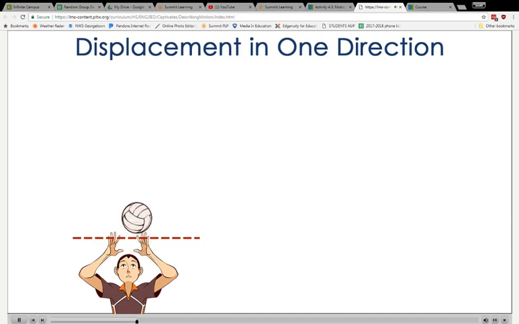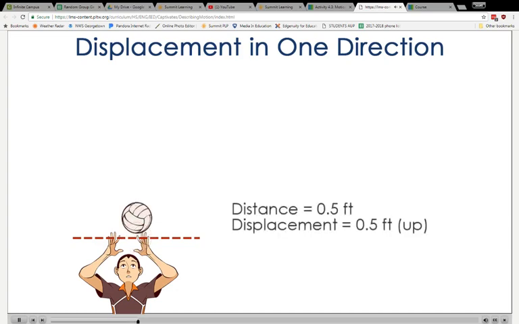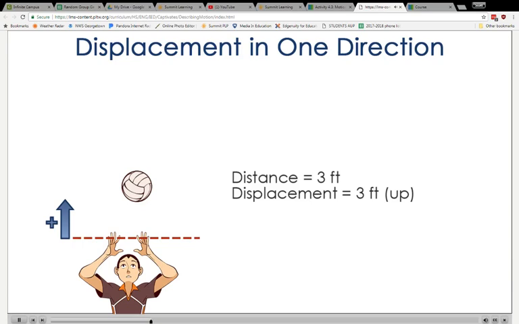When the volleyball player sets the ball, it moves straight up vertically. At first, the magnitude of the distance and displacement are the same. However, the displacement also has a direction associated with it, up, which is indicated by the positive value. Distance does not have a direction associated with it. Again, the magnitude of the distance and displacement are the same as the ball continues to move up.